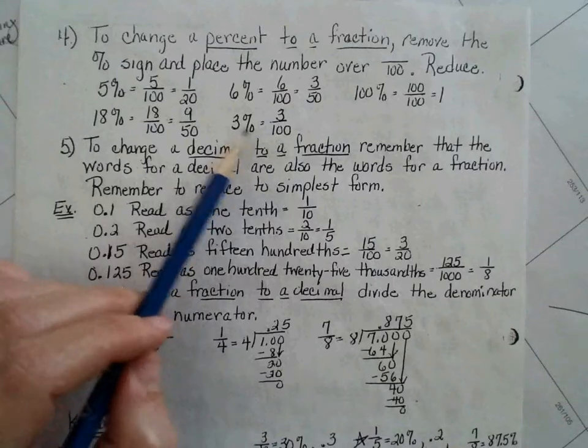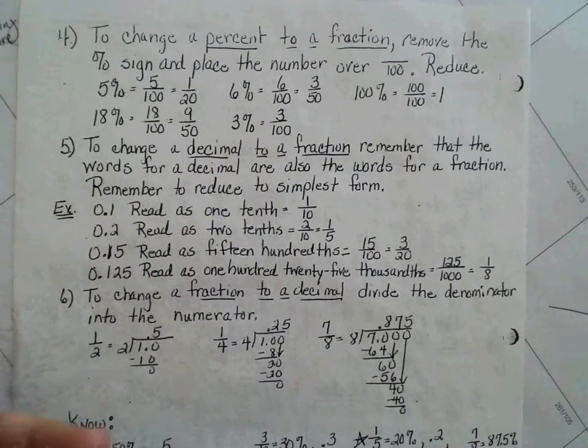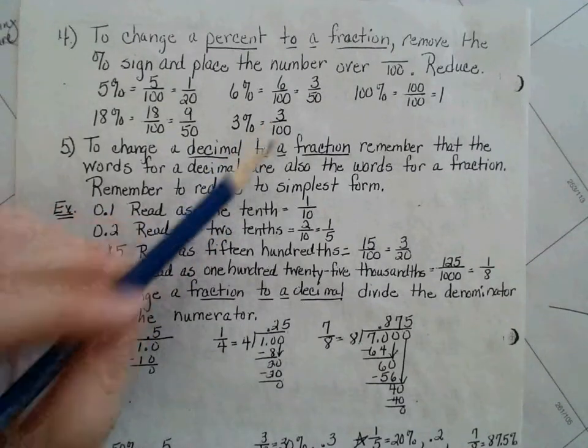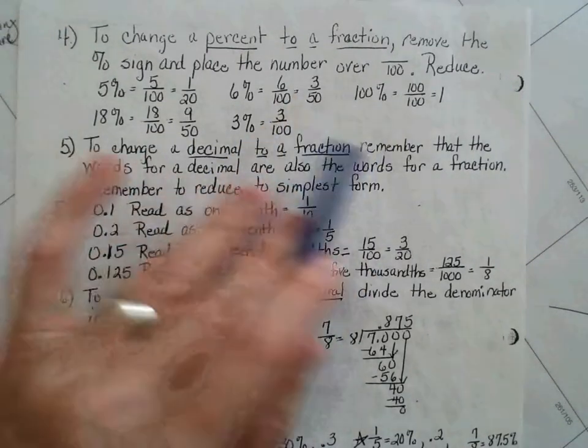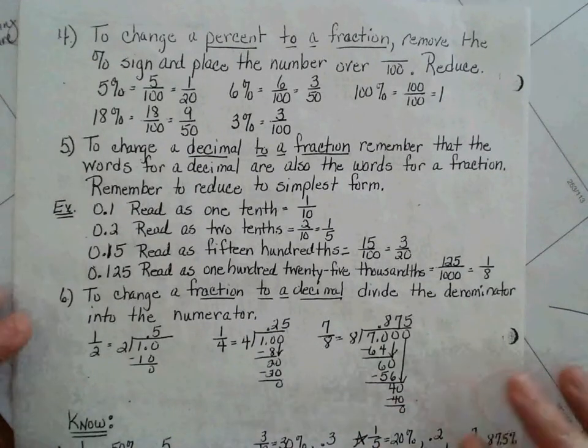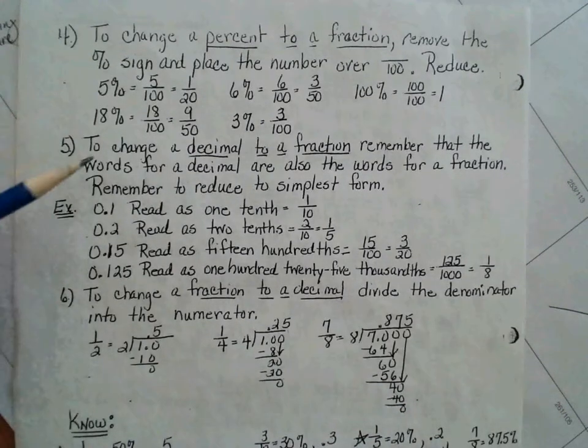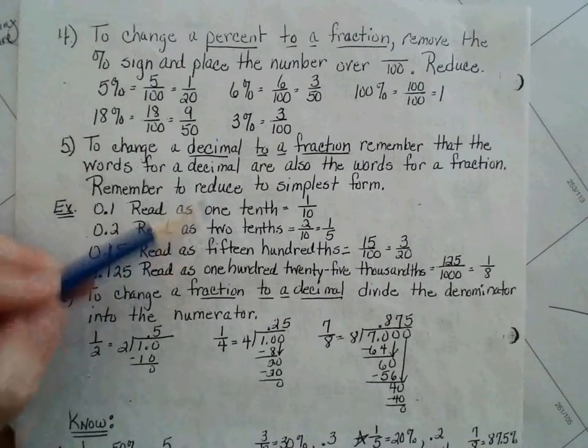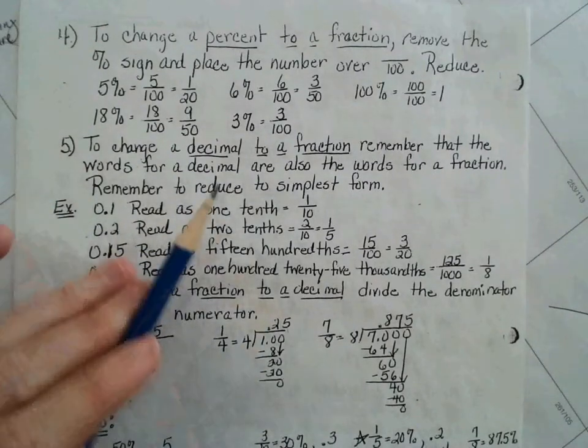Now sometimes you can't reduce. You see over here, for example, we got 3%, put 3 over 100. Nothing goes into 3 and 100 other than 1, so its greatest common factor is 1, so you just leave it as 3/100. And these other couple examples over here, you see you just put the number on top of 100 and reduce down.